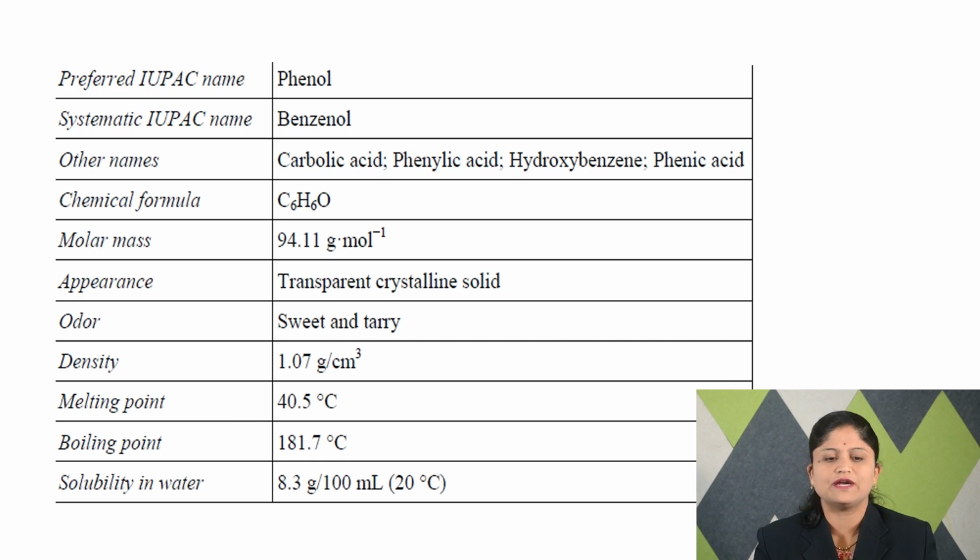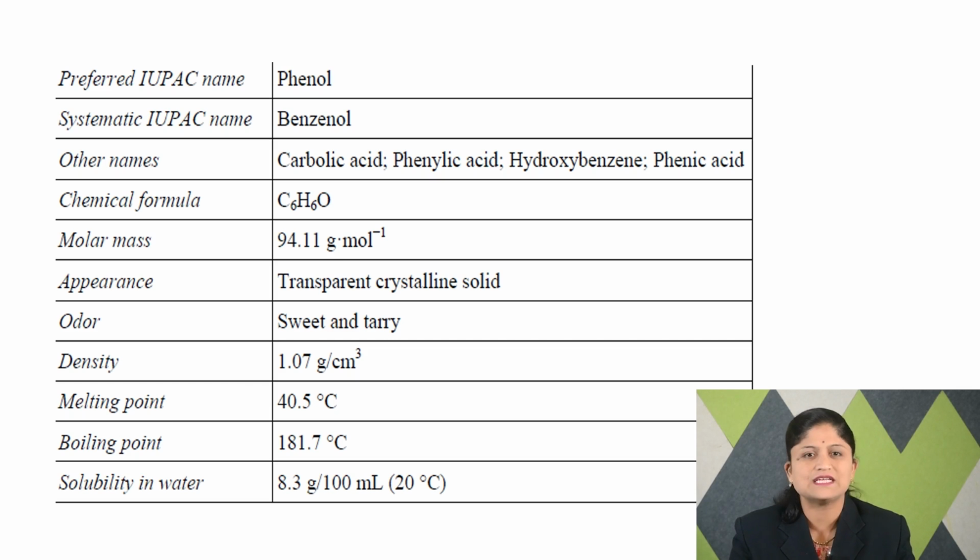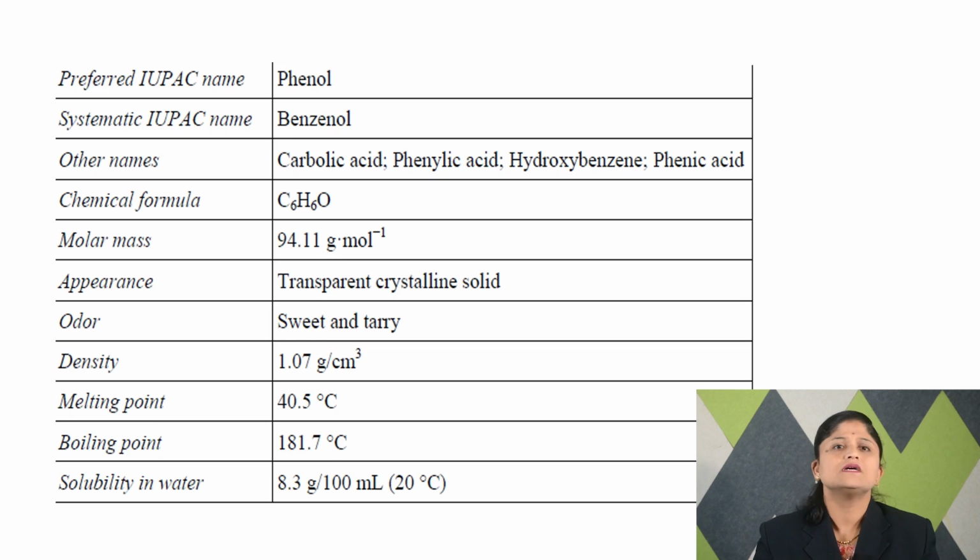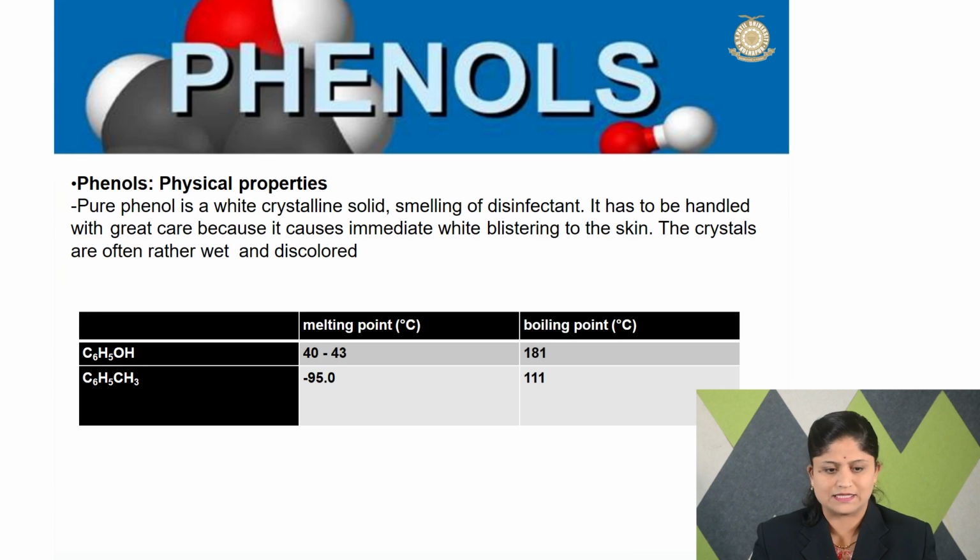Some of the physico-chemical properties of phenol. We can name this phenol derivative in the IUPAC nomenclature system as benzenol. Some of the common names and other names for phenol derivatives are carbolic acid, phenolic acid, and hydroxybenzene. The molecular weight of phenol is 94 grams. It is a transparent crystalline solid with a sweet and tarry taste. The boiling point of phenol is 181 degrees centigrade. So these are some of the physico-chemical properties possessed by the phenol nucleus.